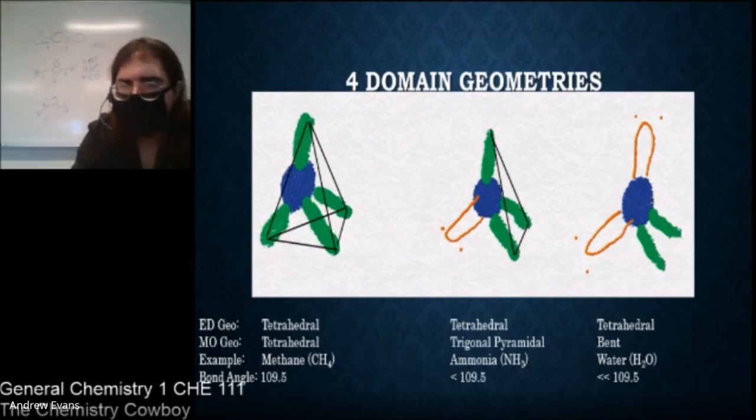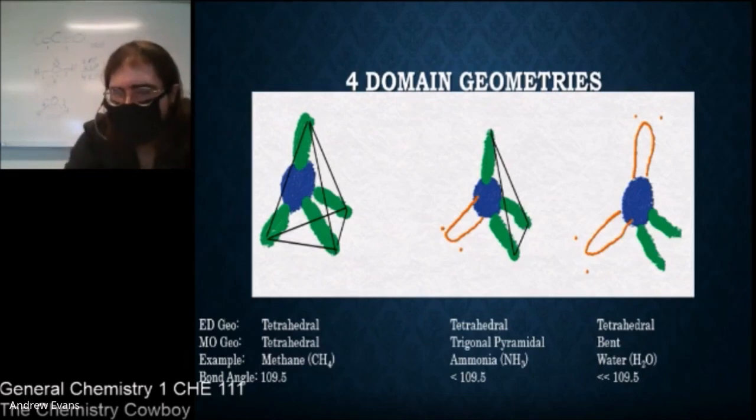I'm skipping three domains because three domains is pretty straightforward. But four domains, we're going to see this a lot. Methane, CH4, is an example of four domains. Since there's four atoms, it's tetrahedral. Since it's all bonds, it's still tetrahedral. The electron geometry and the molecular geometry are the same. That is allowed. It's allowed for them to both be the same if they're all bonding and there's no lone pairs.